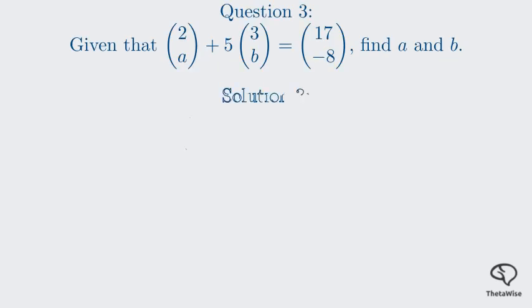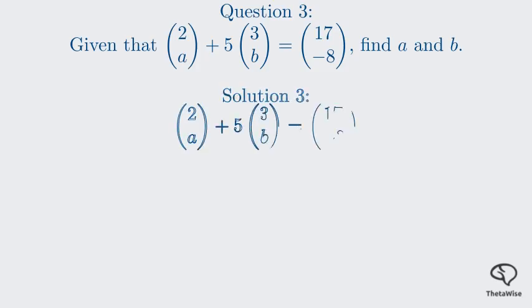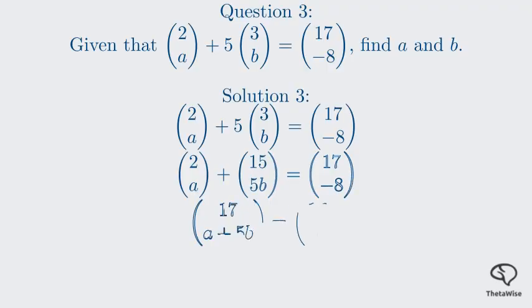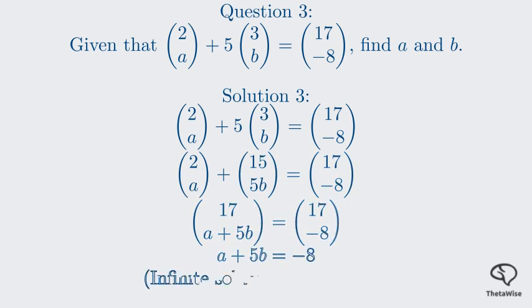First, we perform the scalar multiplication on the left side, giving us 15, 5b. Then we add the two vectors on the left, resulting in 17, a plus 5b. We equate the components, giving us 2 plus 15 equals 17, which is true, and a plus 5b equals 8. This is our key equation. Since we don't have enough information from this single question to find two variables, we recognize there are infinitely many pairs a, b that satisfy this. If the problem had provided another piece of information, like a second equation, we could have found unique values for a and b. Let's move on to the next question.